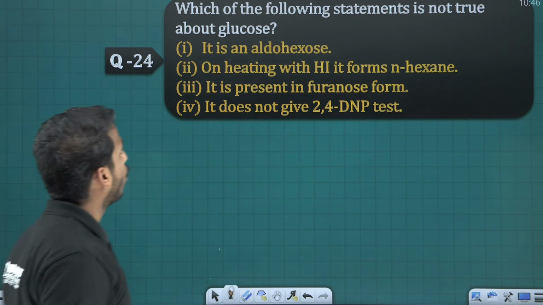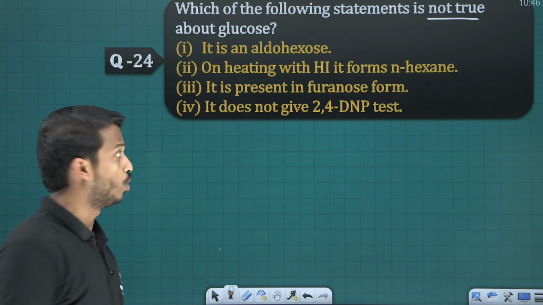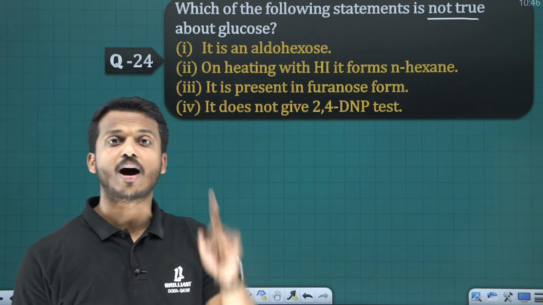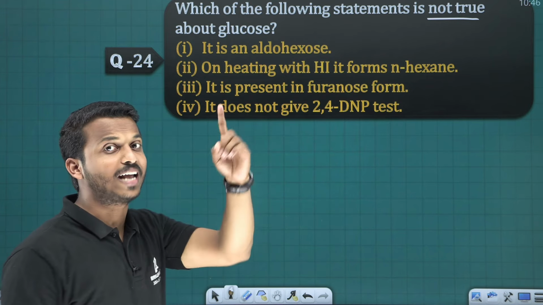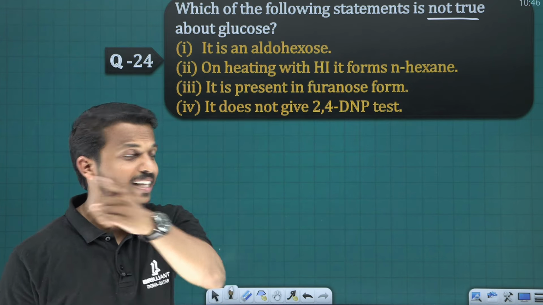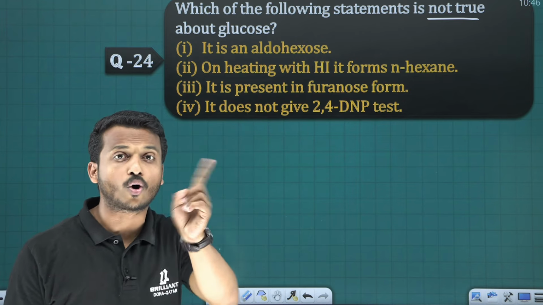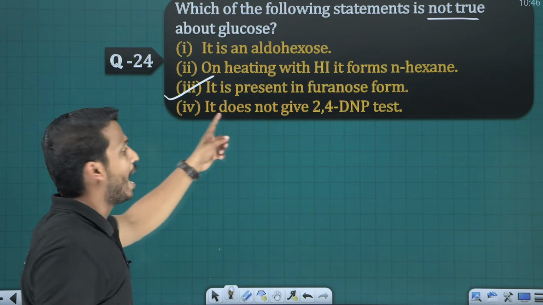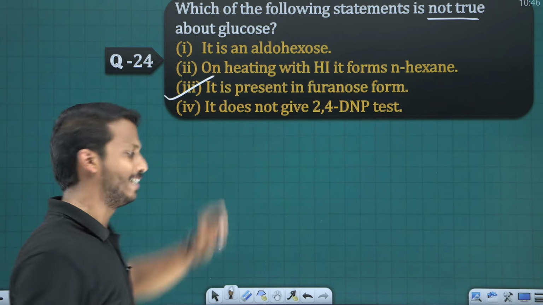Now, which of the following statements is not true about glucose? Not true. It is an aldohexose. Yes, it contains 6 carbons and an aldehyde, therefore it's an aldohexose. On heating with HI, it will give you n-hexane. Yes. It is present in furanose form. No, glucose is present in pyranose form. So 3 is the answer. And you know, glucose does not give 2,4-dinitrophenylhydrazine test.